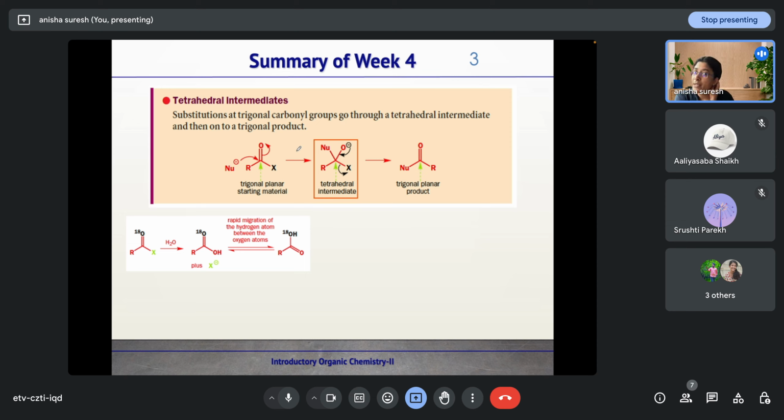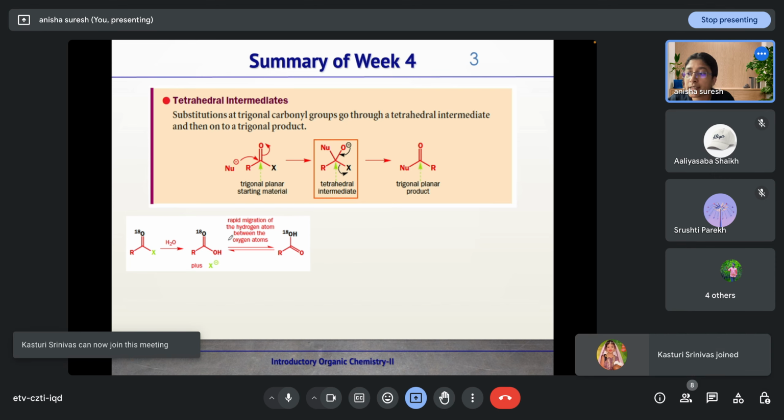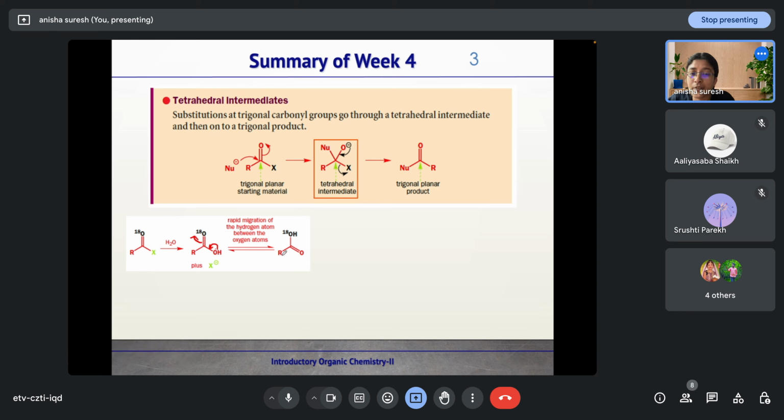This reaction mechanism was confirmed by means of O18 labeled carboxylic acid. In the presence of water, this is what is taking place. X will be replaced by OH. And there can be a rapid migration, like when this OH is going like this, we get a migration of this O18 between these two oxygen atoms.